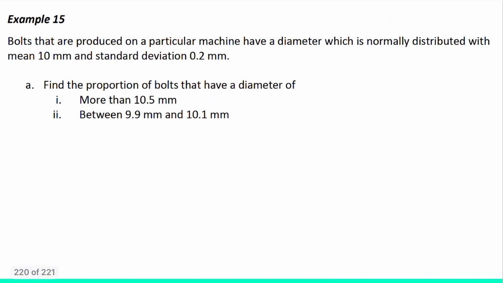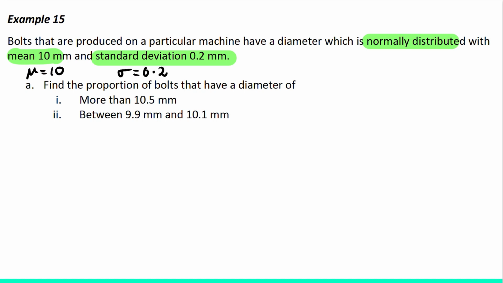All right, last example. Bolts produced on a particular machine have a diameter which is normally distributed, our favorite words, with a mean of 10 millimeters and a standard deviation of 0.2. I hope you're getting into the habit, this is the first thing that I would always write. Find the proportion of bolts that have a diameter of more than 10.5, and between 9.9 and 10.1.